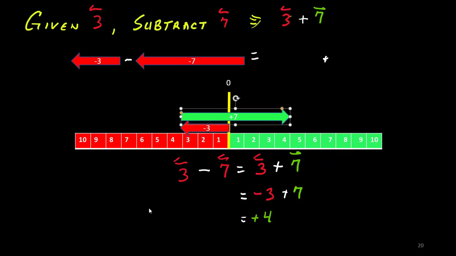Now with numbers, it looks like this. We had a -3 vector subtract a -7 vector. We change the subtraction to an addition and change the negative into a positive. Write it with just numbers. It's going to be -3 plus 7. And this answer has to be the same as what we saw with the vector addition.